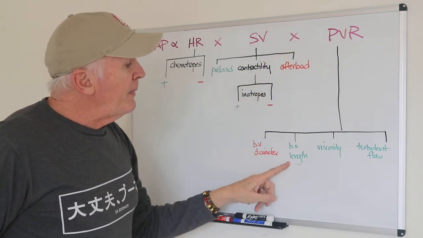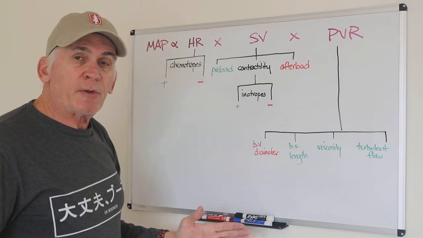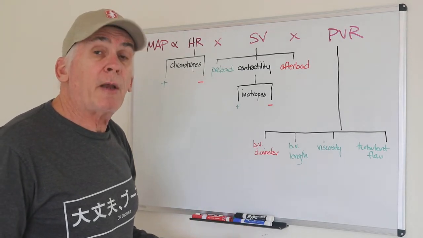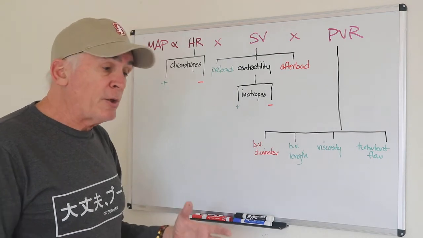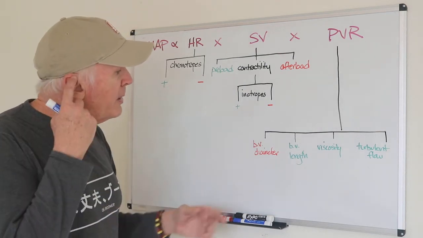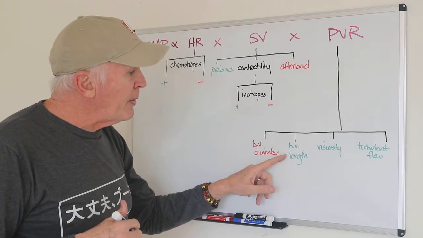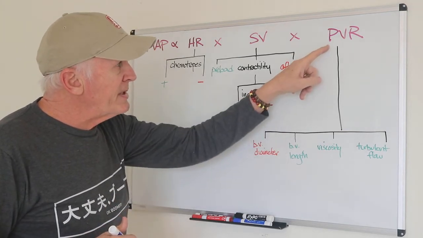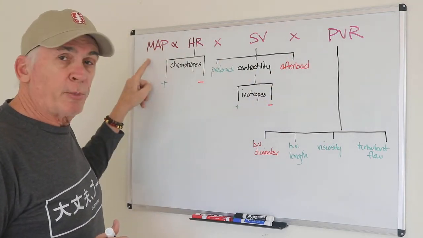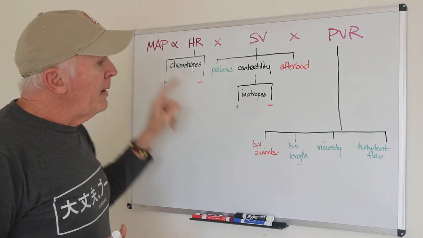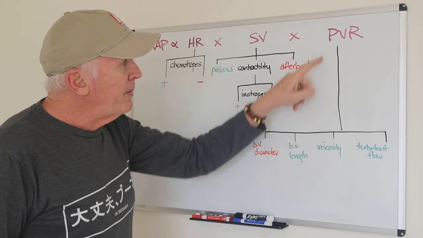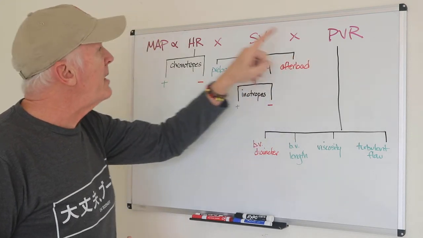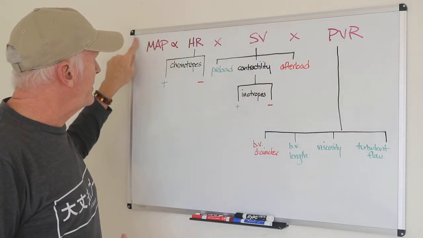Blood vessel length, that's the total length of blood vessels in your body, and you're thinking, how could you change that? Well, by adding more tissue. If you add more tissue to your body, that tissue needs a blood supply. So in this case, if blood vessel length goes up, peripheral vascular resistance goes up, mean arterial pressure goes up. Viscosity, the thickness of the blood, if that goes up, peripheral vascular resistance goes up, mean arterial pressure goes up.